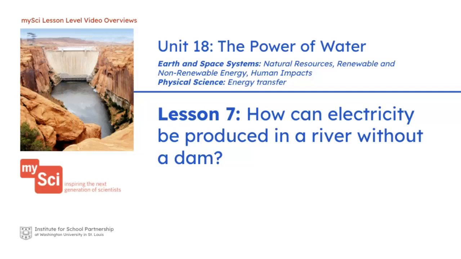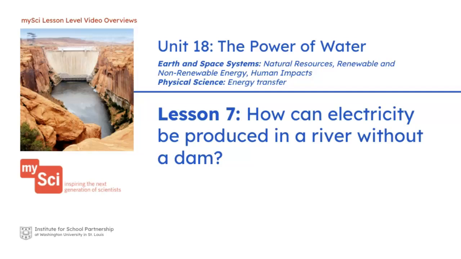In this lesson, students will work to answer the question, how can electricity be produced in a river without a dam? Students go through the engineering cycle to design, build, test, and revise a device to produce electricity in moving water. Students figure out that energy can be produced in water without a dam using a device that spins underwater. Scientists and engineers work together in teams to design such technology, and it impacts our everyday lives.